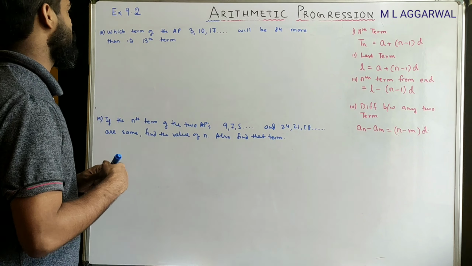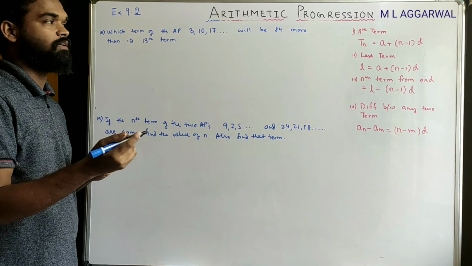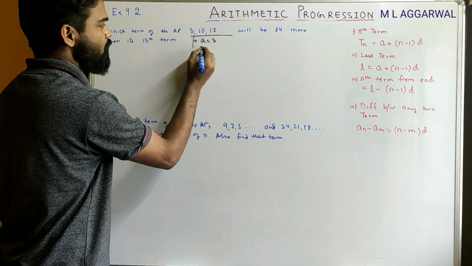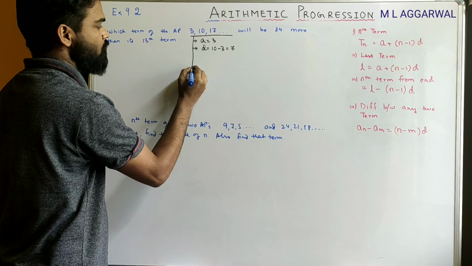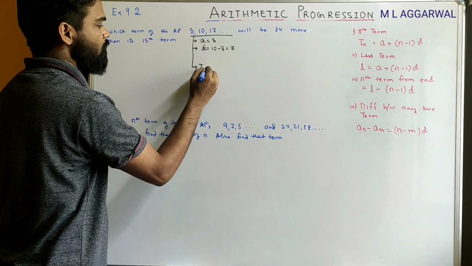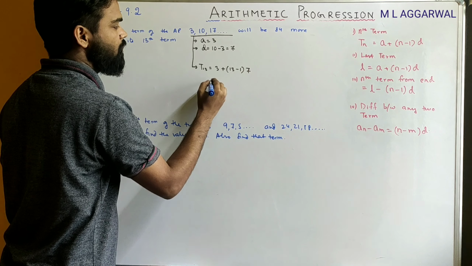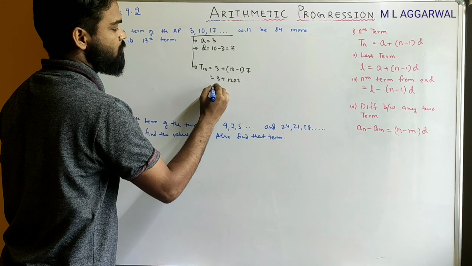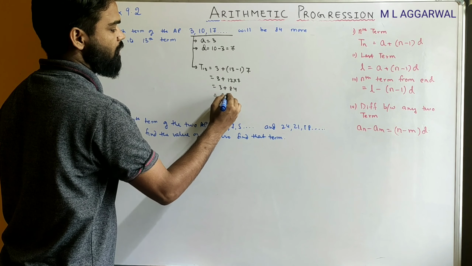Now look at sum number 18. Which term of the AP 3, 10, 17 will be 84 more than its 13th term? Now look at this AP. Your first term is 3 and the common difference is 10 minus 3. That's 7. So the 13th term will be a plus 13 minus 1 into d. That's 3 plus 12 into 7. 12 into 7, that's 3 plus 84. That's 87.